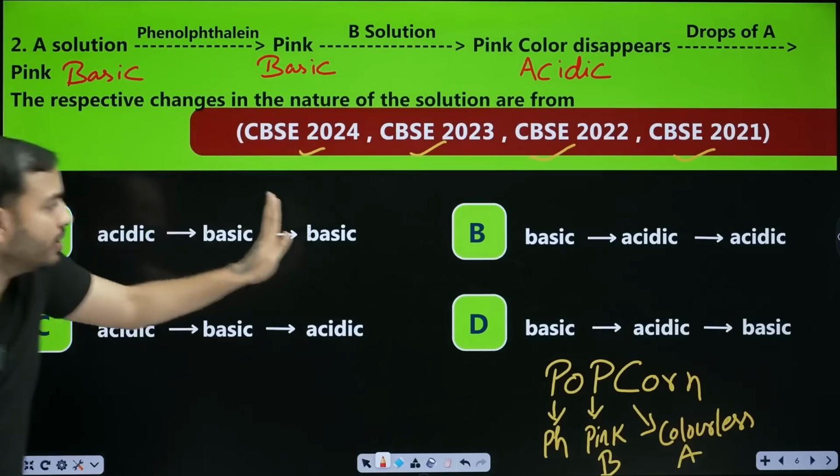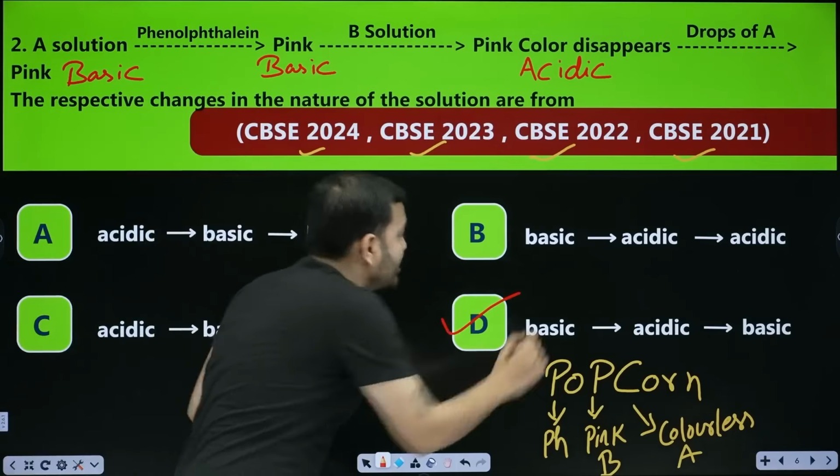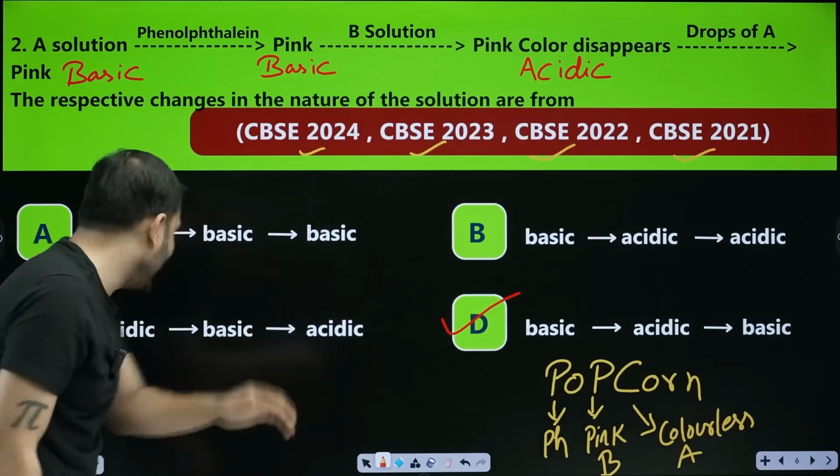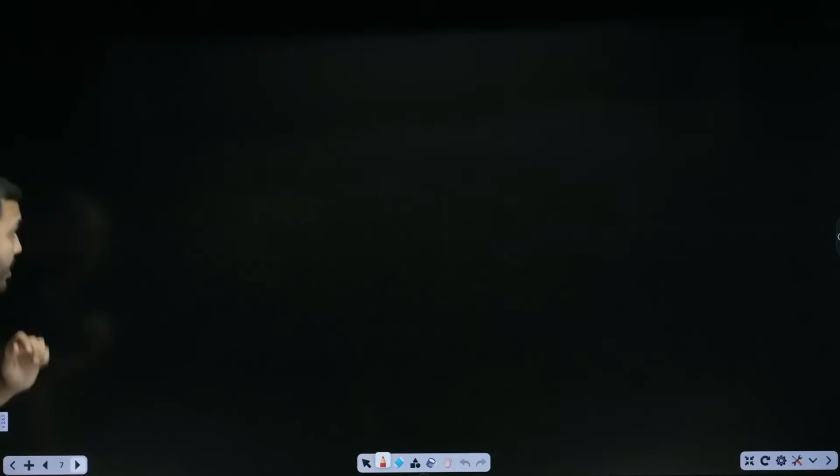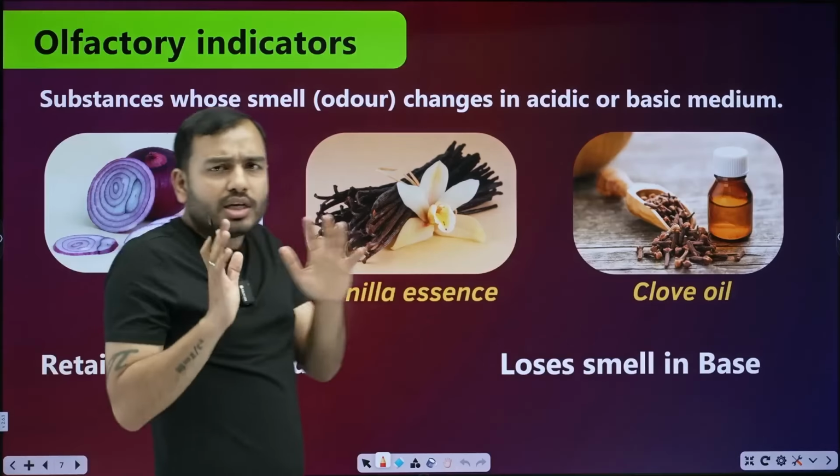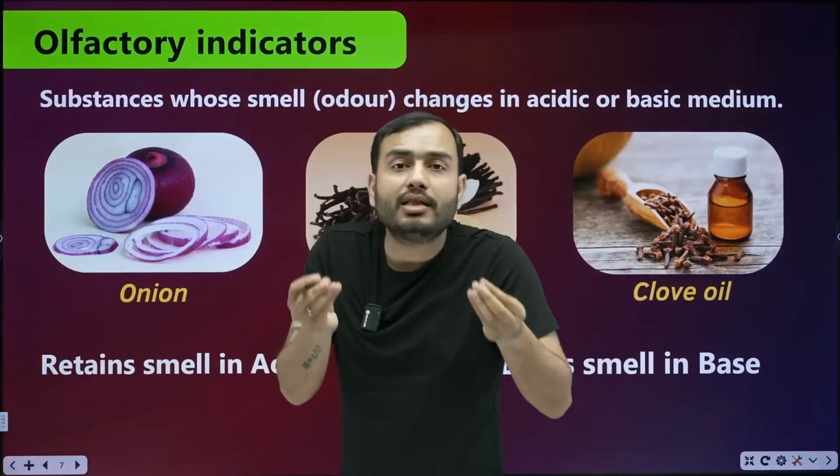Basic to acidic, acidic to basic. Did you get this one? Congratulations, very good. You have learned it. Let's go ahead. So, you have learned a few indicators that change color.